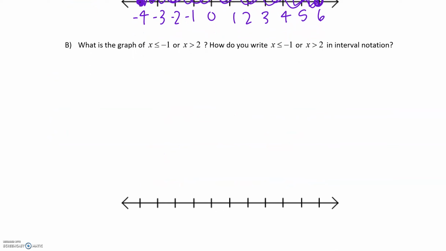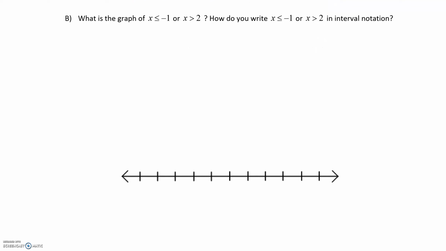So when we have or, when we graph or, first, let's graph it. We have negative 1, 0, 1, 2. Those are the only ones we need. So the first one we have is that x is less than or equal to negative 1. So we have a closed circle at negative 1, and we are shading to the left. The other one we have is x is greater than 2. So we have an open circle at 2, and we are shading to the right.